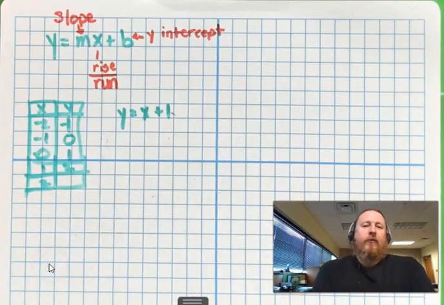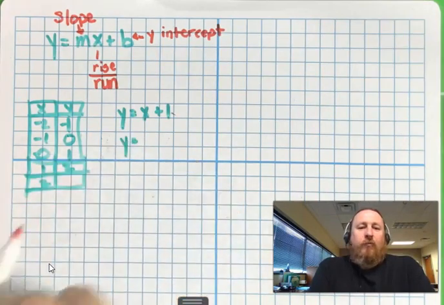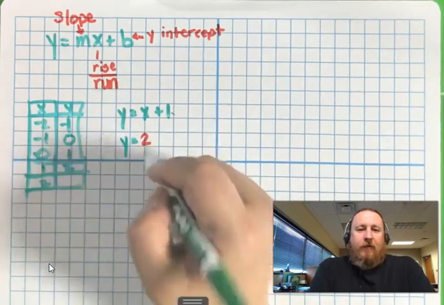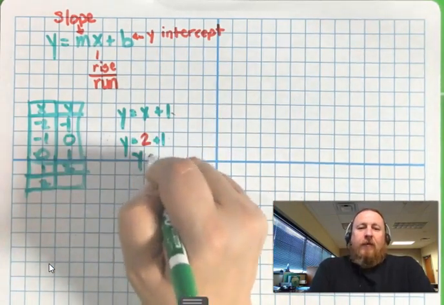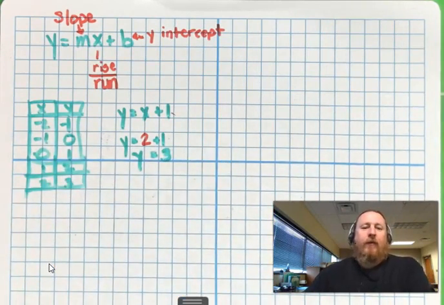The last value we are going to use for this equation is 2. So the equation becomes y equals 2 plus 1. We combine like terms and get y equals 3. Our last value then is 3.